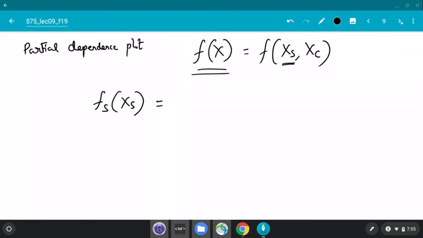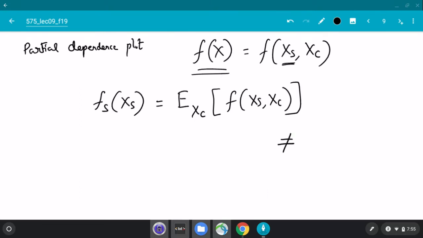So what we want is fs of xs. This is a new function, a function of only xs. When, for example, it's a two-dimensional function, it's going to be equal to the expectation over all these other variables of f of xs, xc. Very simple idea. All it's saying is, if you want to find the dependence of your full function on a couple of variables, then you average out the effect of all the other variables. Note that this is not the same as f of xs and the expectation with respect to xc of xc. These two are different.